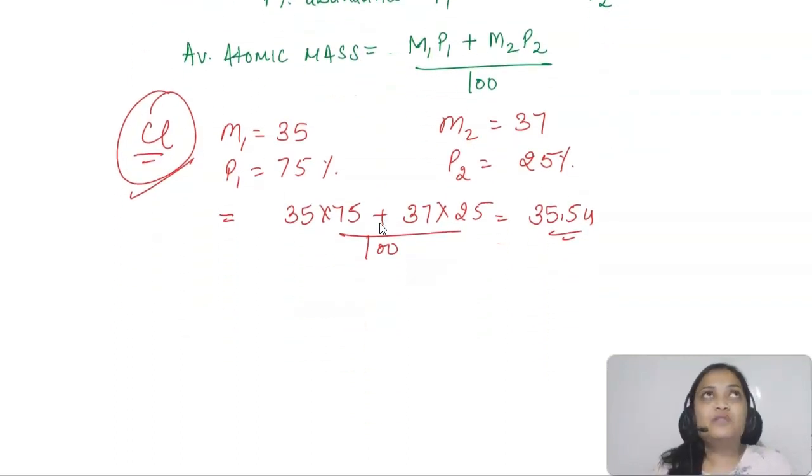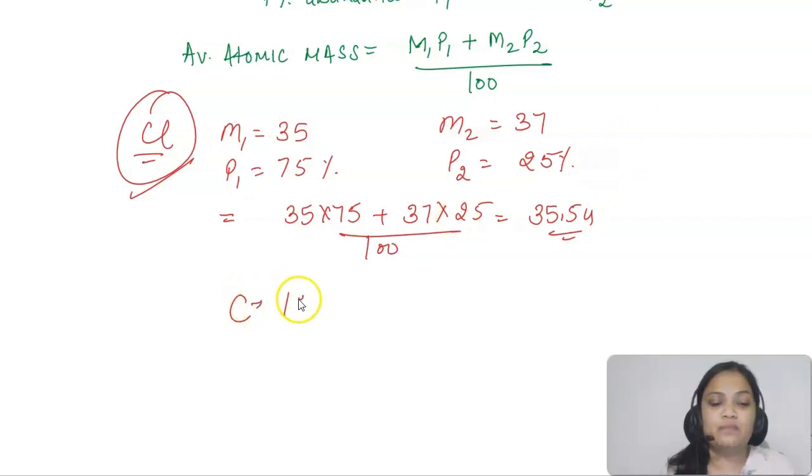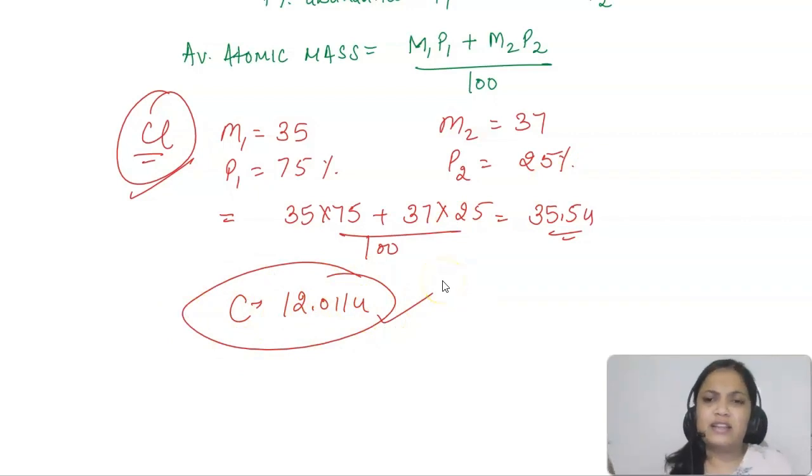Now that is why you will see that most of the atomic masses are in decimals, because we are taking the average. To make our calculations easy, for carbon, the average atomic mass comes to be 12.011 U. But for easy calculations, I will be taking it as 12. But this is the exact value, the average atomic mass.